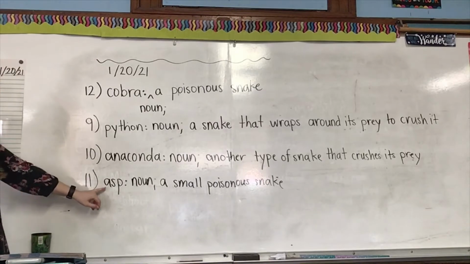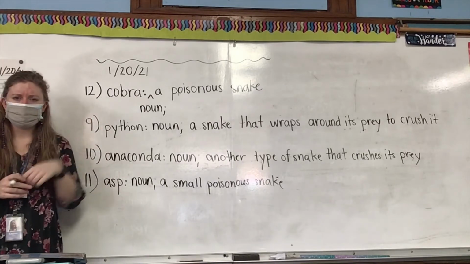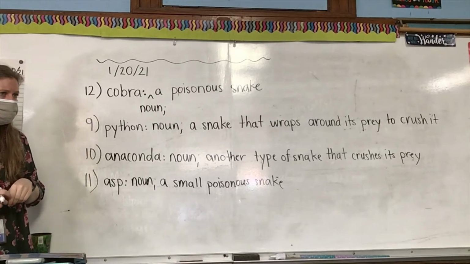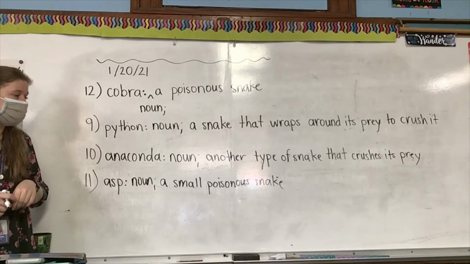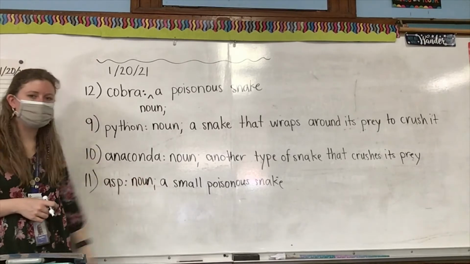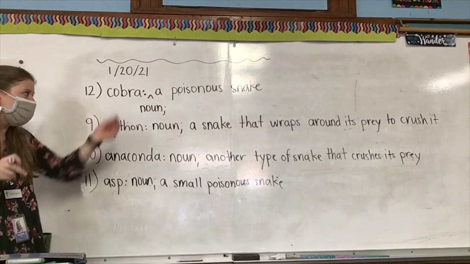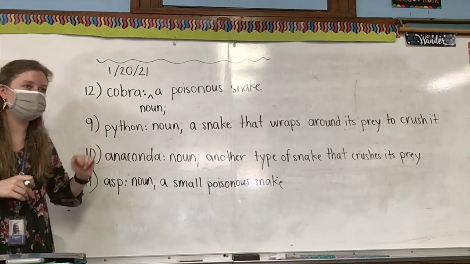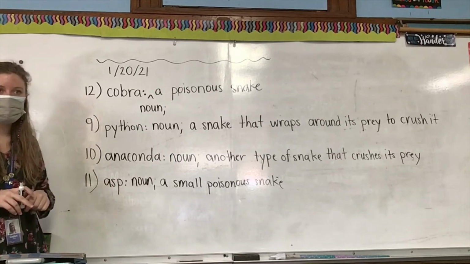So what's the difference between an asp and a cobra? Zadie? An asp is a small poisonous snake, and a cobra is a poisonous snake. Yes, so this word small shows the difference. Asps are very small. Cobras are larger. They're not massive like anacondas or pythons, but they are bigger than asps.